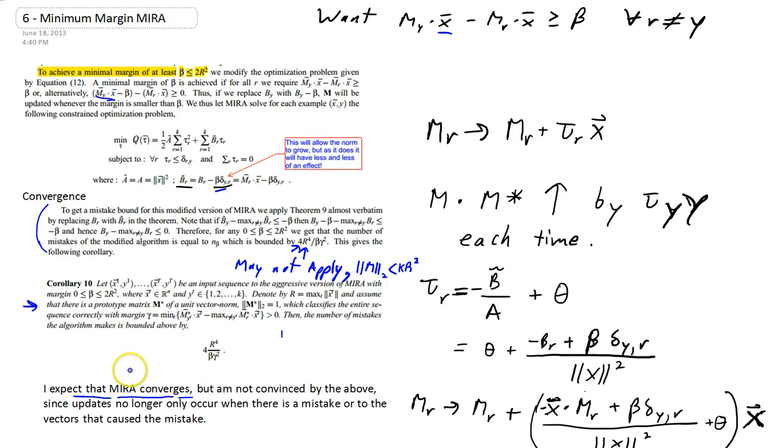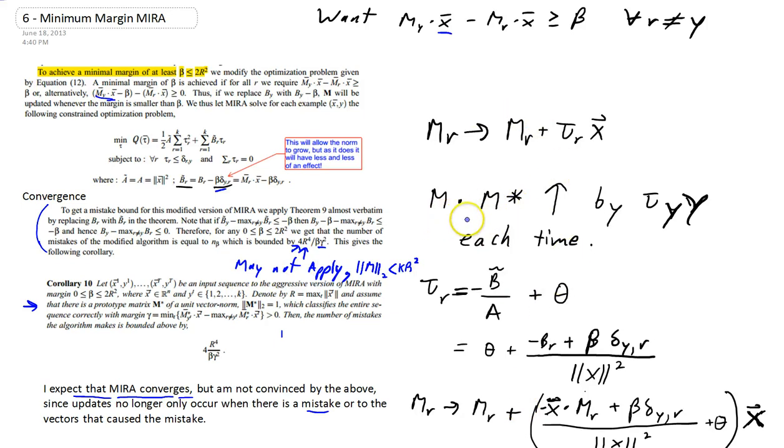Yeah, so here I say since updates no longer occur only when there is a mistake. It was if there was a mistake, then we got something like this condition. If there isn't a mistake, but we still do an update, then maybe this condition doesn't apply, which was part of our proof, which gave us that. So I did a bit of the work here.